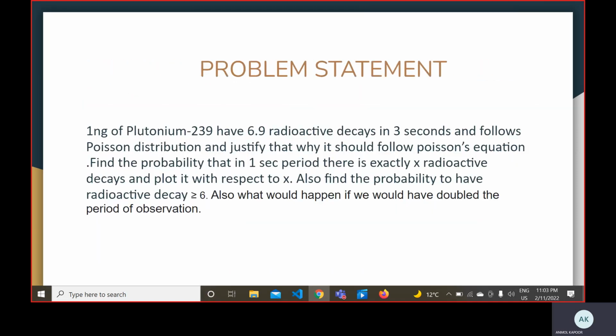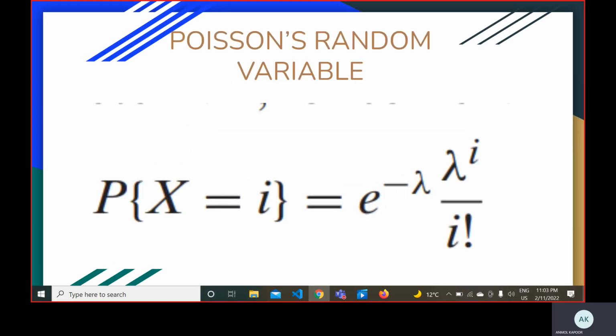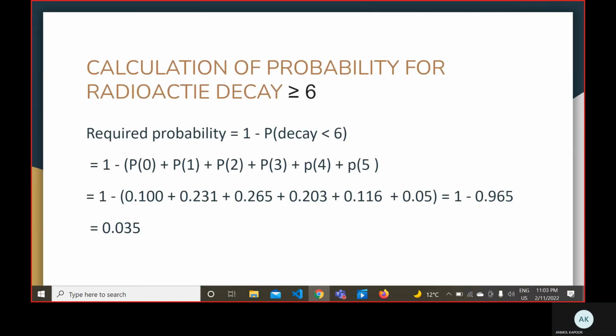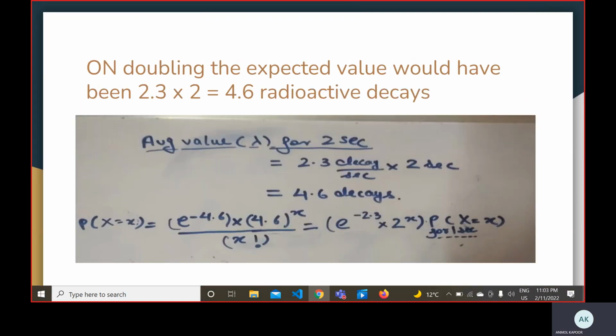Also, we are asked what would happen if we would have doubled the period of observation. Here, period of observation was 1 second in the previous case, but now we are doubling it, so period of observation becomes 2 seconds. So lambda changes because lambda is the expected value and we had lambda equal to 2.3 for 1 second. So for 2 seconds, we would have lambda equal to 4.6 decays. So lambda is now 4.6.